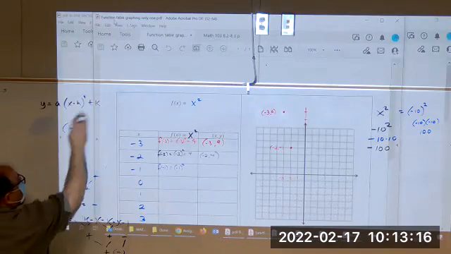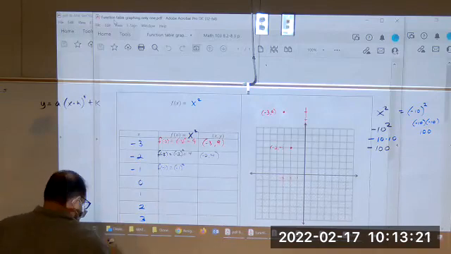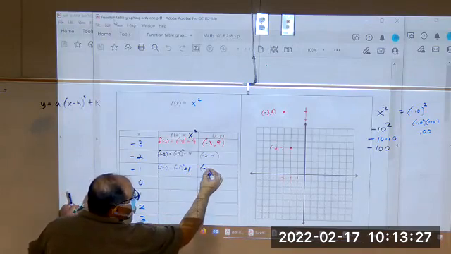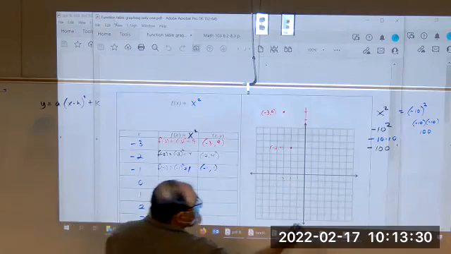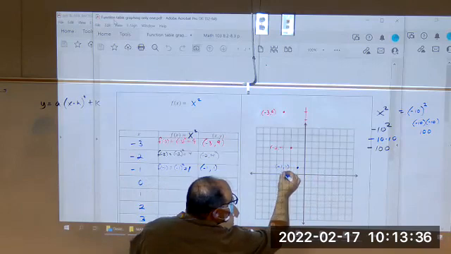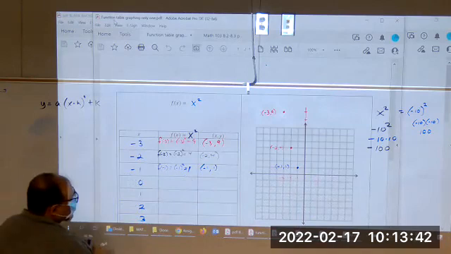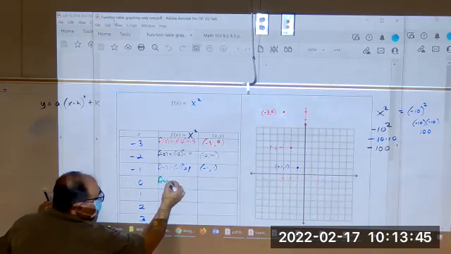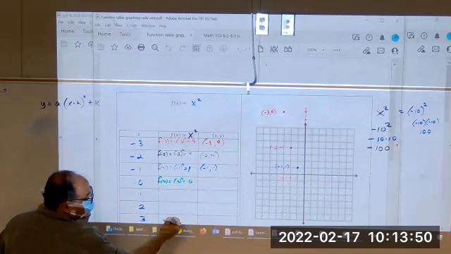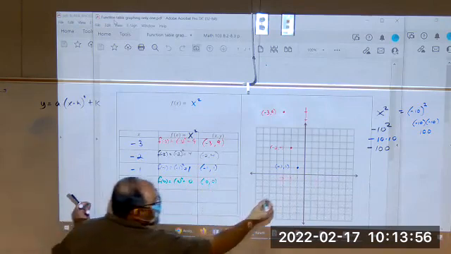Things to make sure you know. All right. So -1 squared is going to be positive 1. Positive 1. So when you plug in -1, we get positive. -1 goes in, we get positive 1 right there. And then 0. So 0 squared, 0 times 0 is 0. So when 0 goes in, 0 comes out. And that's right here at the origin.